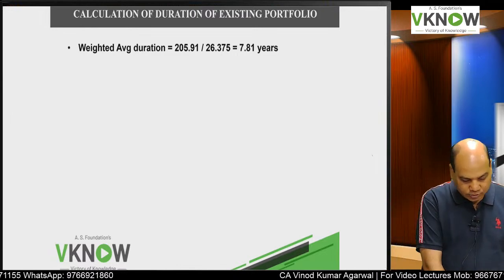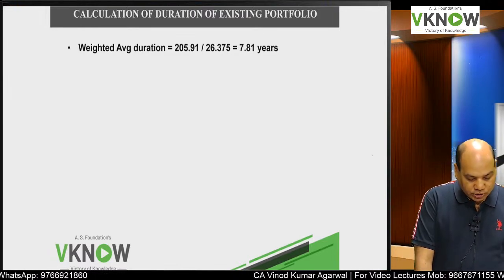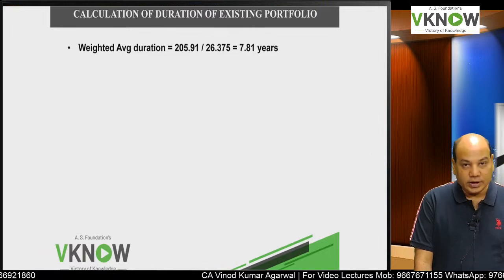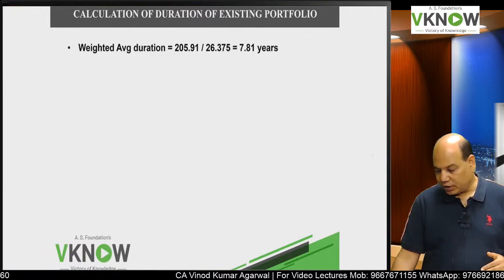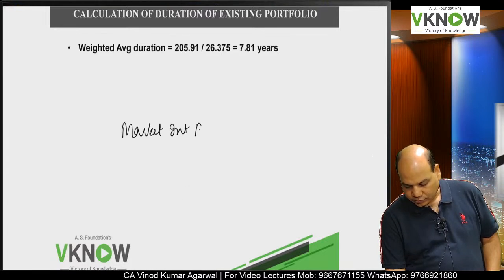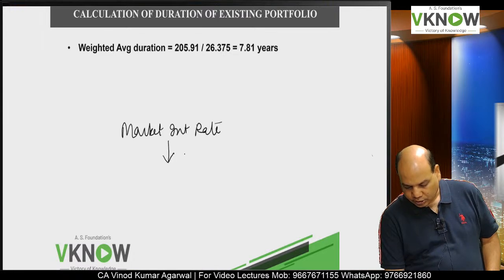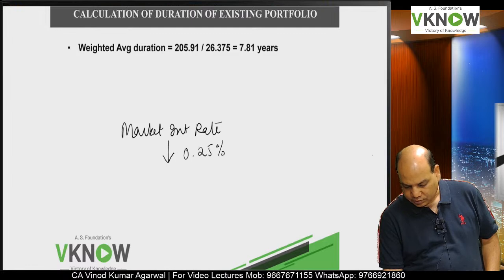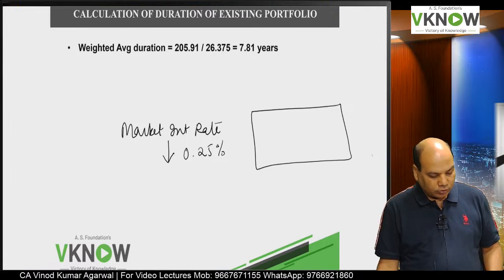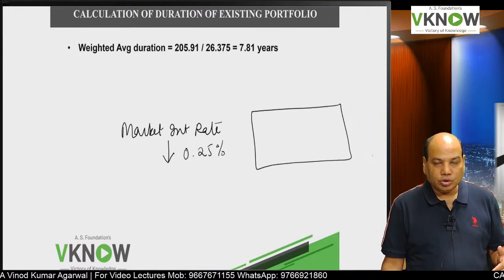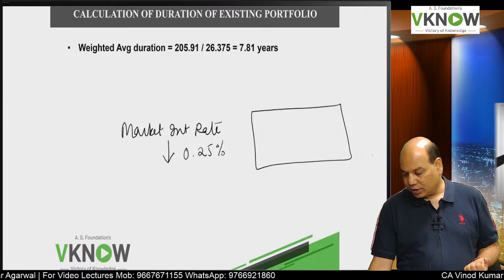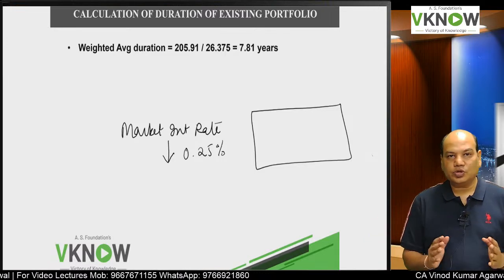Now please come to your question. It is written, what is a suitable action to churn out the investment portfolio if you are expecting interest rate will go down by 25 basis point? So if market interest rate will go down by 0.25%, what will you do with respect to your portfolio? Will you buy bond or sell bond? Which bond you will buy and which bond you will sell? That is the meaning of churn out.